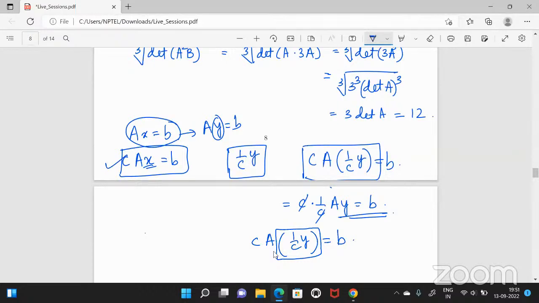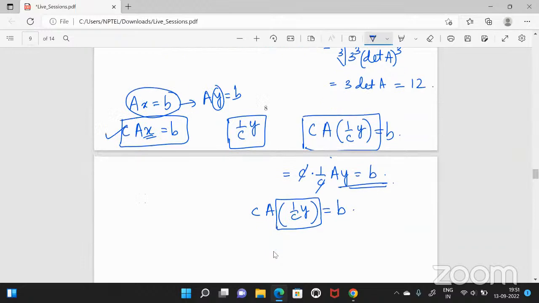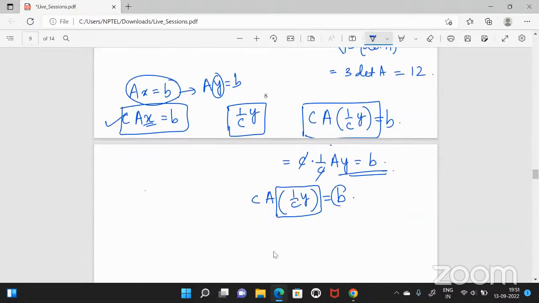Agree? Then we can put anything in that place. No, if you put anything, it is not guaranteed you will get B, no. You should get B. I am getting that B because I know AY is equal to B. Okay. Yeah. Okay.